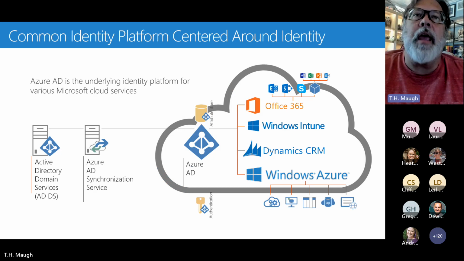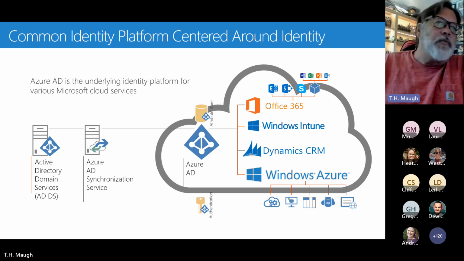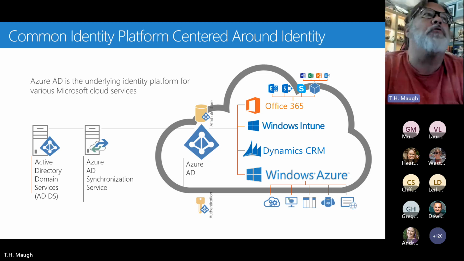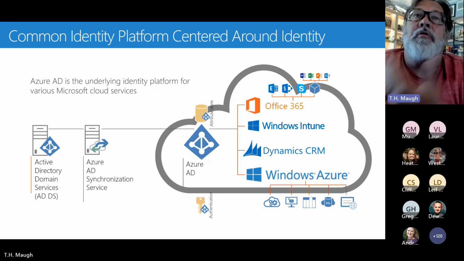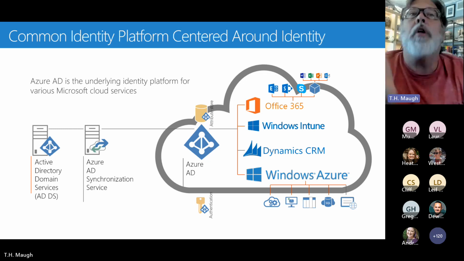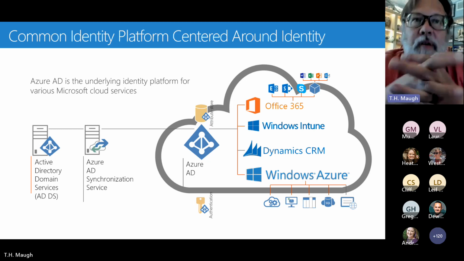But as you guys are probably familiar with identity, and if you're using M365, Microsoft 365, it's a subset of services in Azure, right? So Azure AD, just like Active Directory, is the backbone of all our services. Office 365, Intune, CRM, they're all tied as a tick mark in Azure AD.